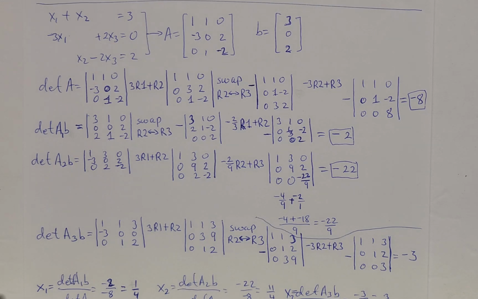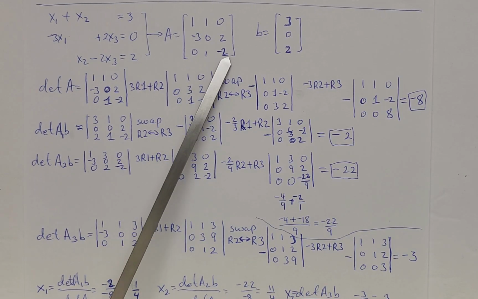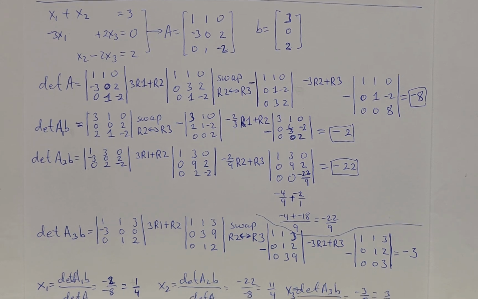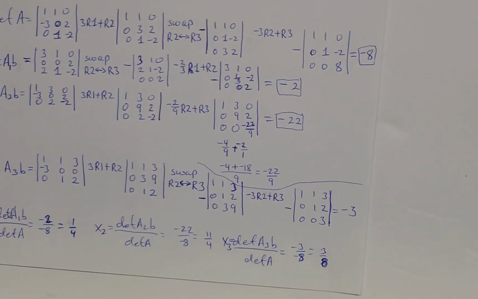Okay, so 3 by 3, 4 by 4, 5 by 5, 6 by 6, and so on, using Cramer's rule is very lengthy. So the best way is to use row operation, which would be a better method and sometimes faster. So I'm just going to give you the answer. The first answer will be 1/4, 11/4, and then 3/8. And let's see if row operation will give us the same solution.